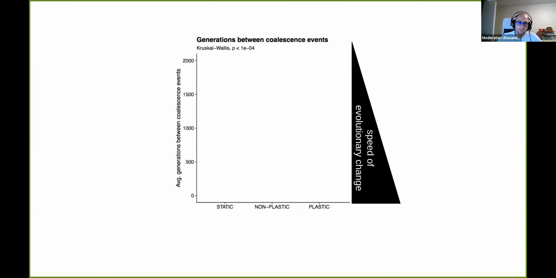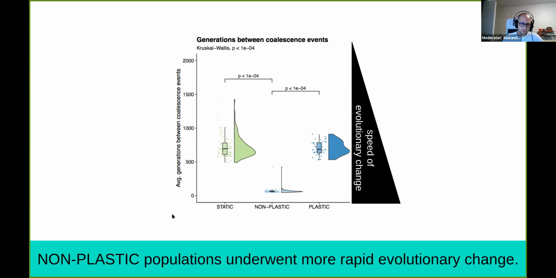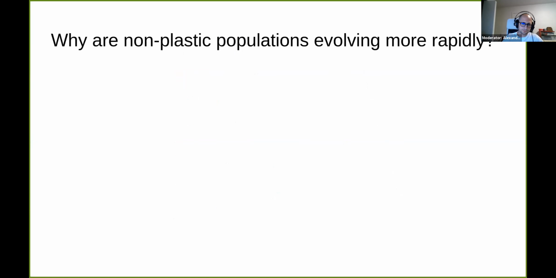Next up, just going to take a look at the rate of coalescence events. Here, as you go down on the y-axis, we're increasing the speed of evolutionary change. When we look at the data, we see basically the same story as the other data, where non-plastic populations are undergoing selective sweeps much more frequently than the static or the plastic populations. So the takeaway here: non-plastic populations undergo much more rapid evolutionary change.